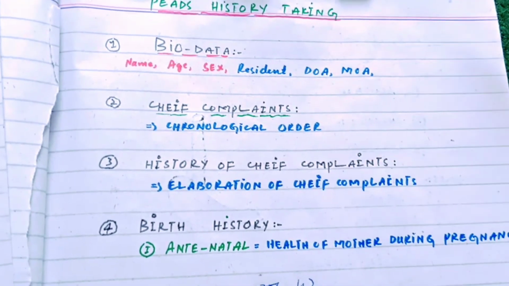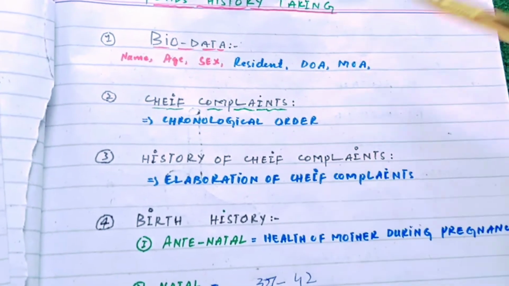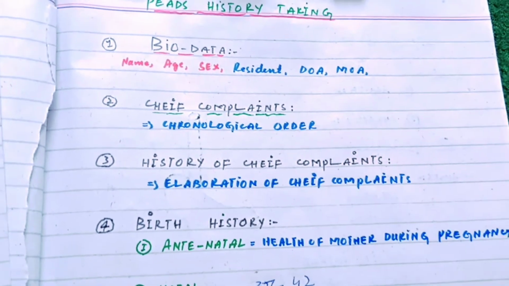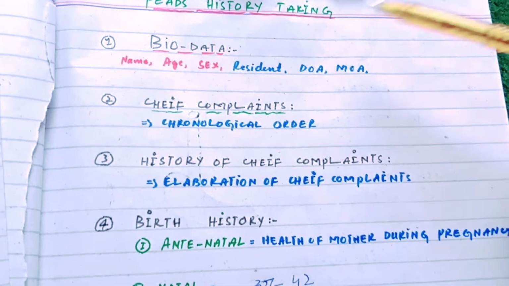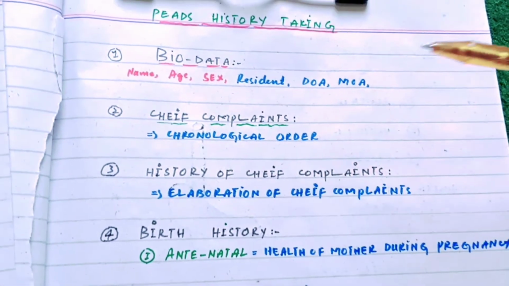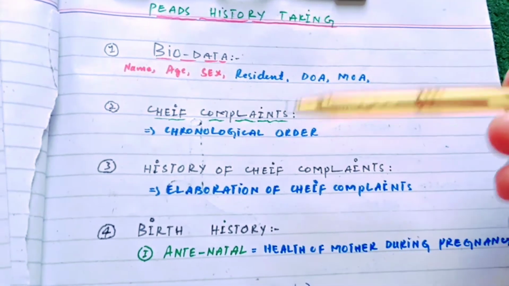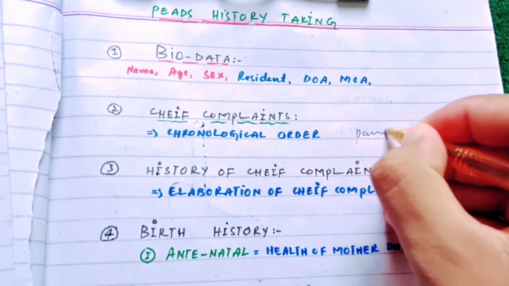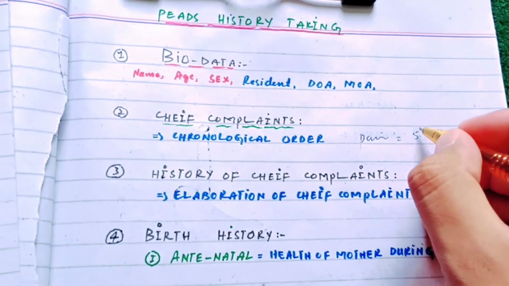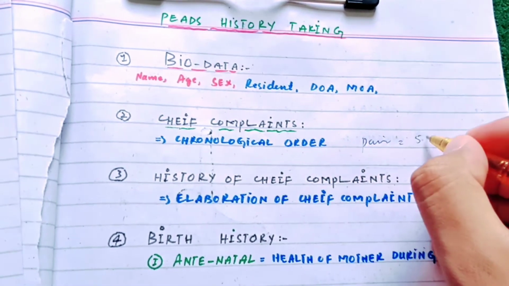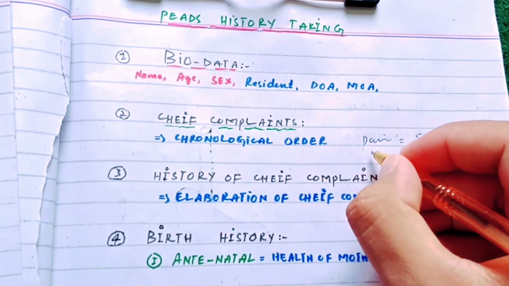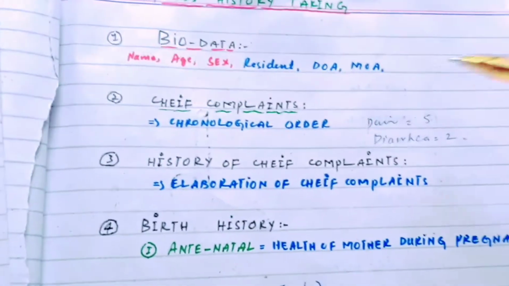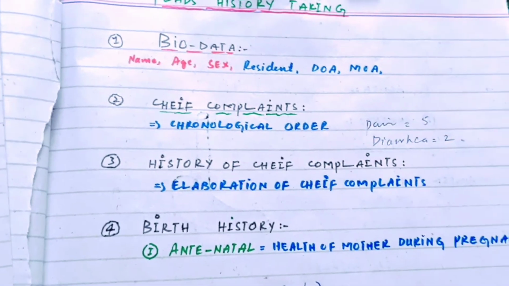The second thing is chief complaints. The symptom with which the child is presented to the OPD or emergency is called the chief complaint. And the chief complaints should be in chronological order. For example, if a child is presented to the OPD or to the emergency with abdominal pain from the last 5 days and diarrhea from the last 2 days, then you should first write abdominal pain, and right in front of the symptom, the duration of the disease, and then diarrhea from the last 2 days. So you should write like this.